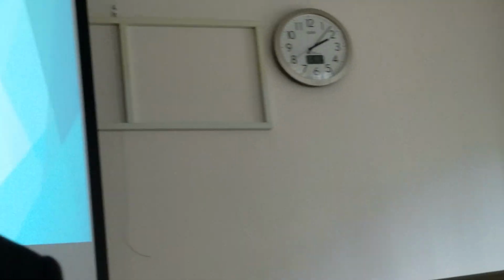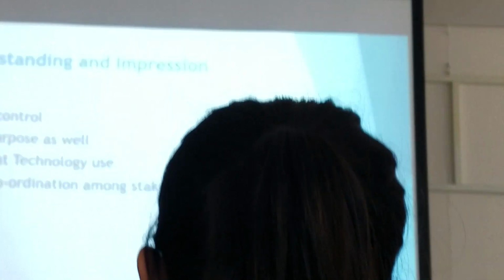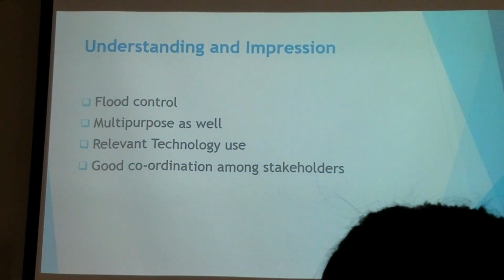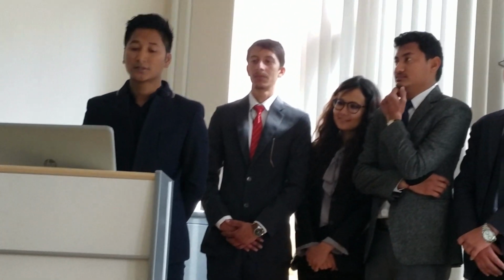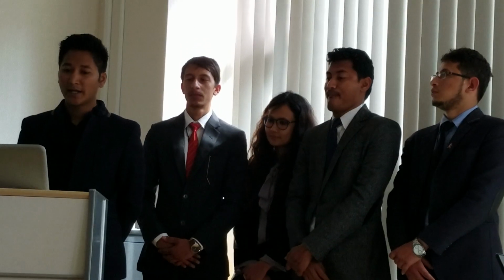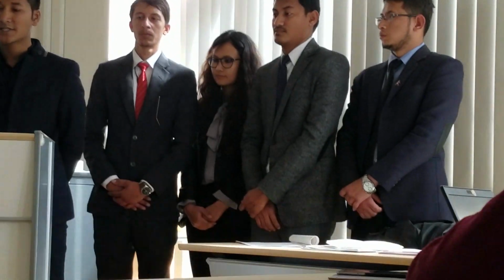Understanding and impression. From the field visit and practice, we learned that flooding can be prevented by embankment construction. Also, by use of dams, we can prevent the flood, and also by an alarming system and meteorological agency prediction, we can alert the people so that they can evacuate to a safer place.